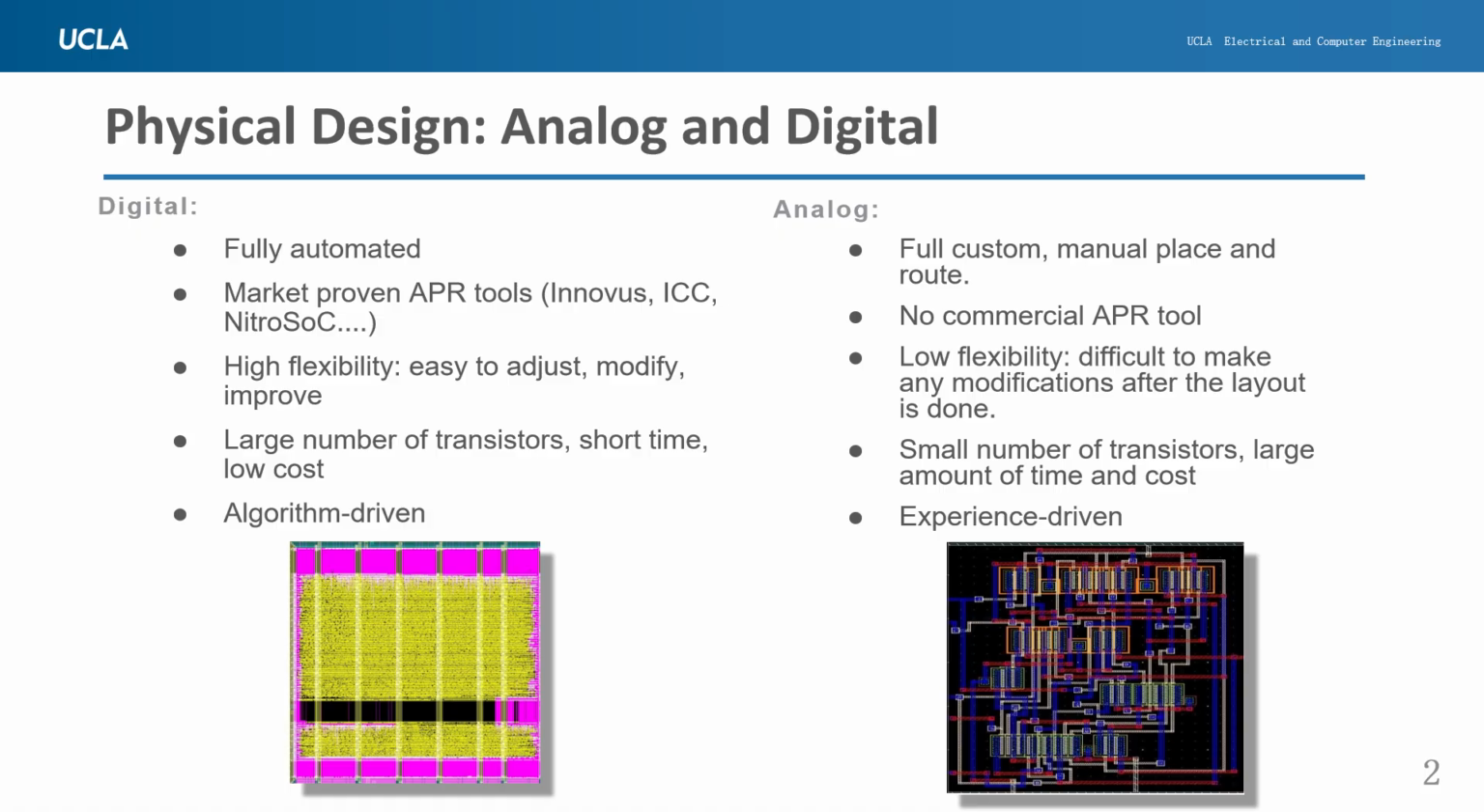So a little bit of background information. We all know that physical design today for digital and analog circuits are very different. Digital circuits place and route are fully automated. We have a lot of market-proven, powerful automatic place and route tools that can place and route a million transistors in a very short amount of time. However, analog circuits today still rely on engineers manually placing and routing all the P cells and deriving a full custom layout. There's no commercial APR tool and very low flexibility for manual layouts.